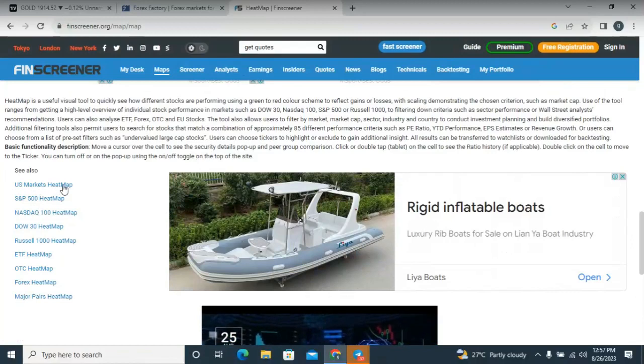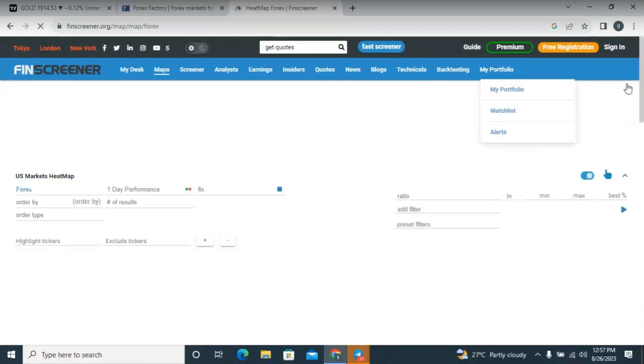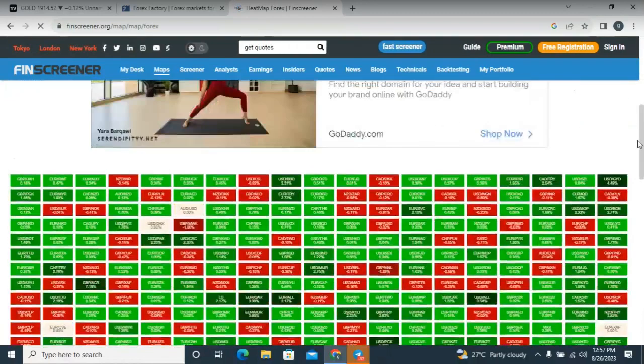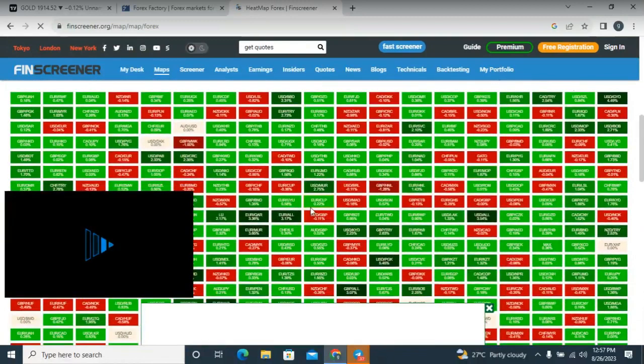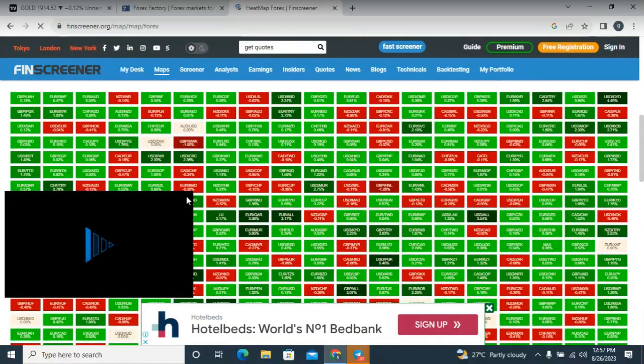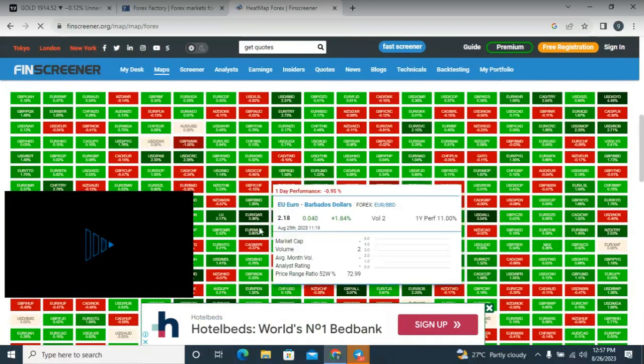You see US market heat map, S&P, Nasdaq, this US 30, you will see US 30 there, all those stocks. Forex heat map. You see Forex heat map. You click on it. If you click on Forex heat map here, anything about currency pairs, you will see here. The whole wide world of currency pairs, you will find them here on this page.